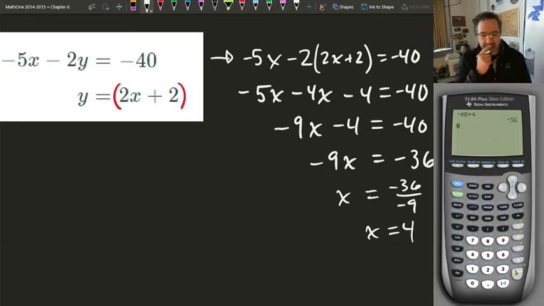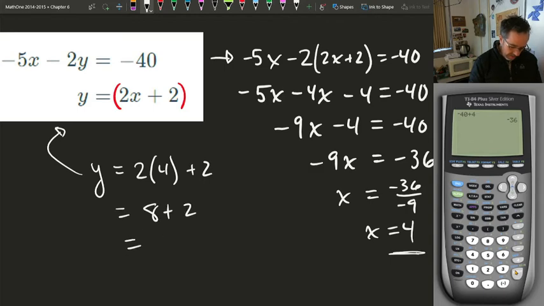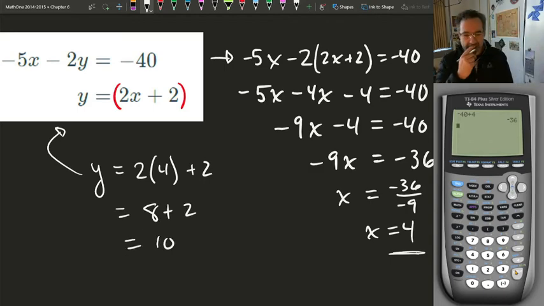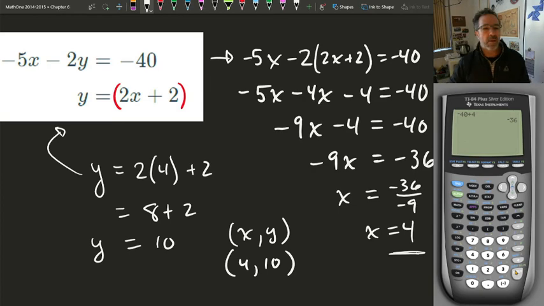So I know what x is, right? X is 4. The second equation gives me a beautiful way to figure out what y is. Y is going to be 2 times what I just found x to be, 2 times 4 plus 2. Y is going to equal 8 plus 2. Y is going to equal the number 10. So now I have both x and y. As an ordered pair, the solution to this is 4, 10. So these two lines will meet when x is 4 and y is 10.